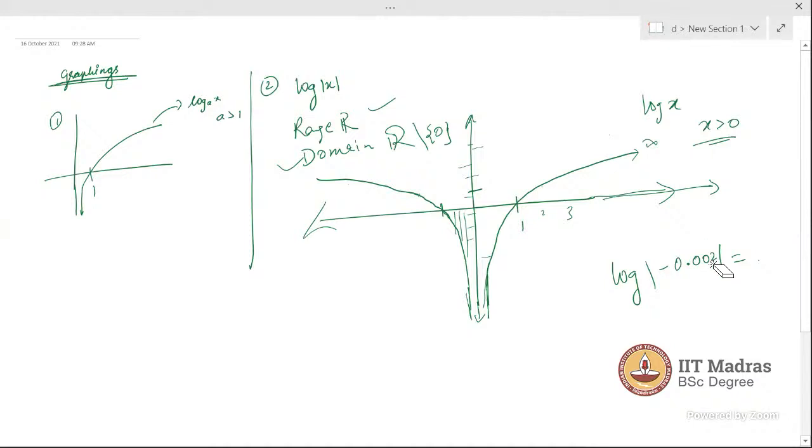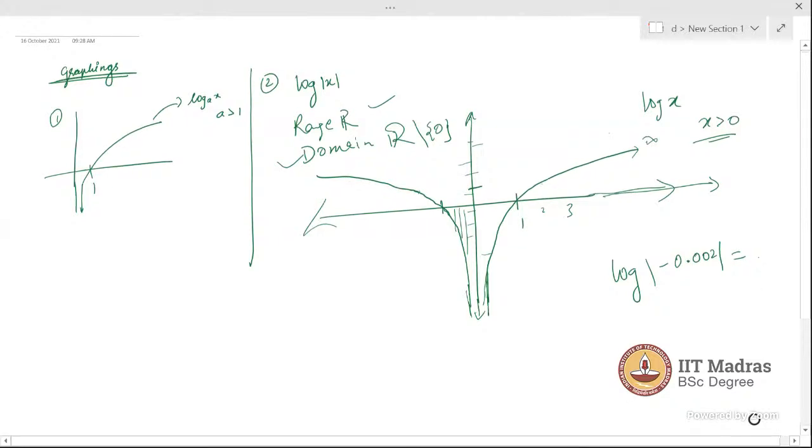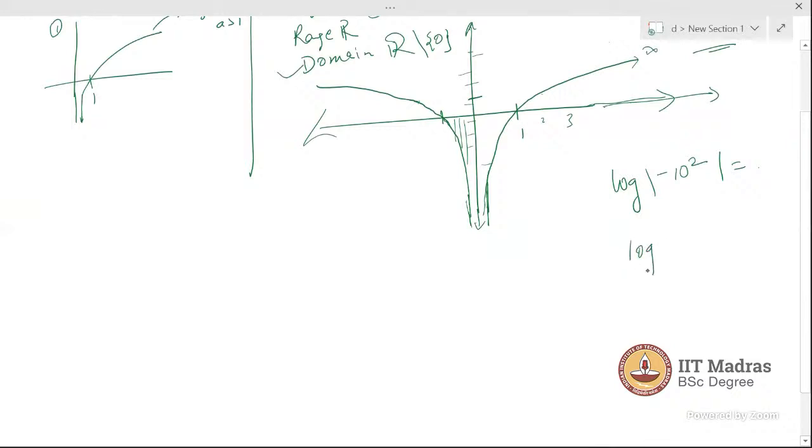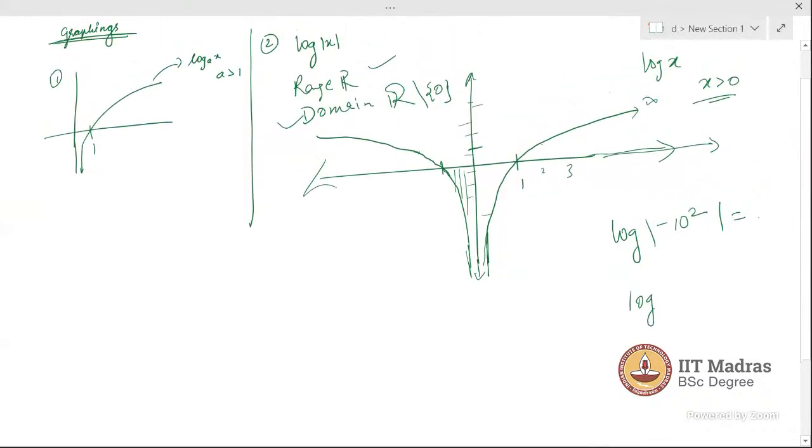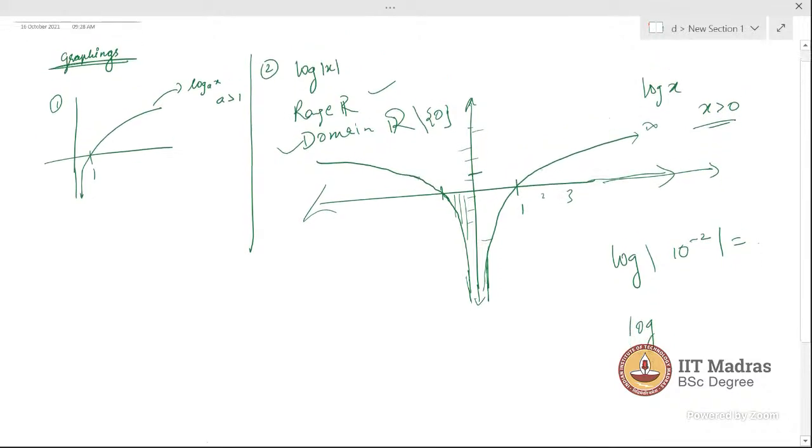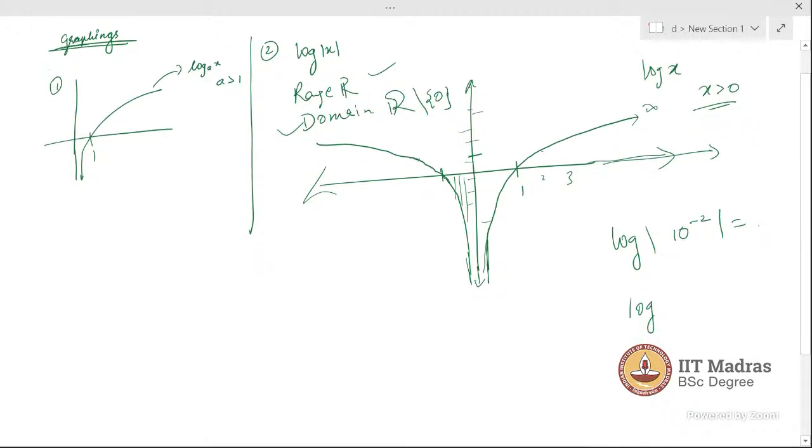Or let's say, just keep it like this. You see what do you get? Or let's say 10 to the power of minus 2. So what do you get for this? Minus 2, sir. 10 to the power of minus 2, your x value is 10 to the power of minus 2, which is 1 by 100, right? Yes. So you get minus 2.